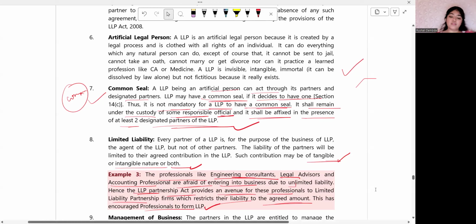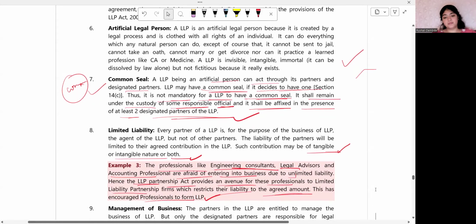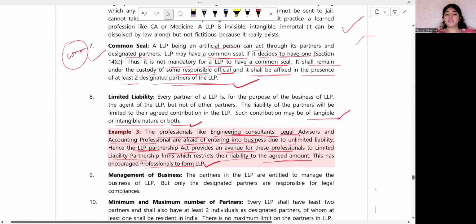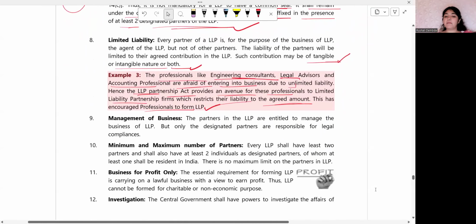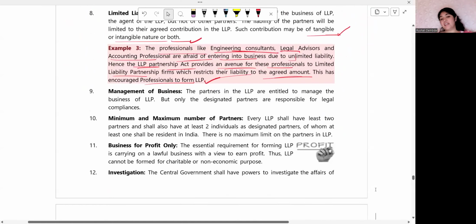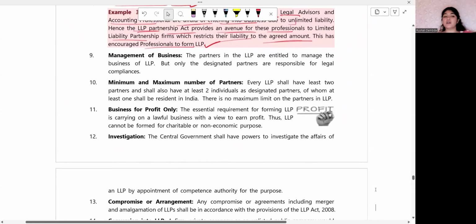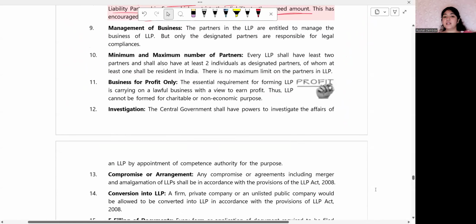Next is management of business. Partners of LLP will be managing, but only the designated partners are responsible for legal compliance. When legal compliances come into the picture, such as presentment in the court, etc., then your legal compliances will be done by the designated partners. Only designated partners are responsible for legal compliance.